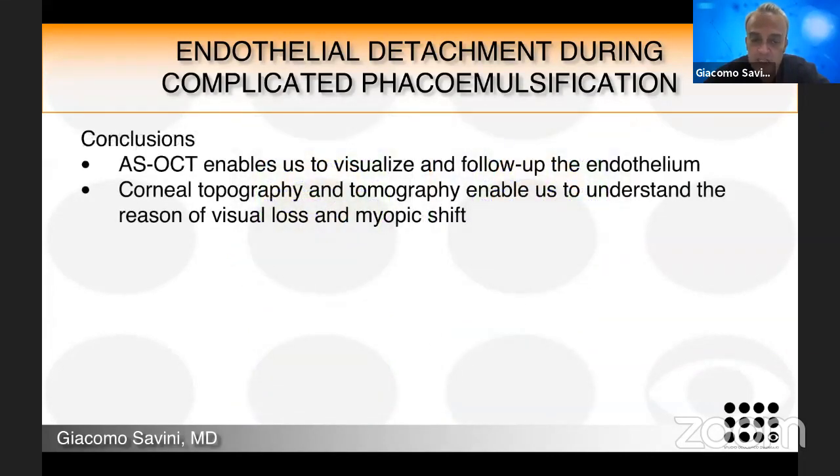So in conclusion, anterior segment OCT enables us to visualize and follow up the endothelium, and at the same time, with the same scans, corneal topography and tomography allow us to understand the reasons of visual loss and myopic shift.